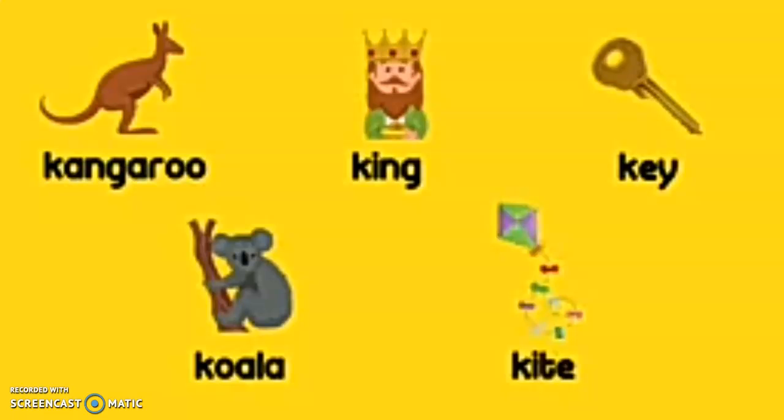So, the words that we saw that start with letter K are kangaroo, king, key, koala, and kite. Now it's your turn to think of more words that start with letter K.